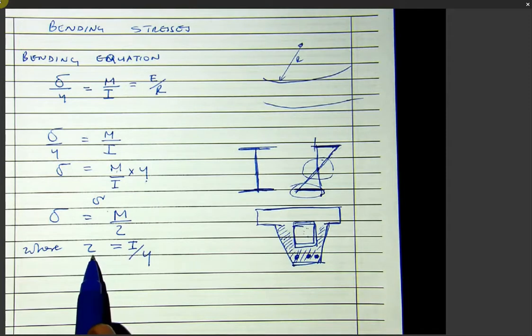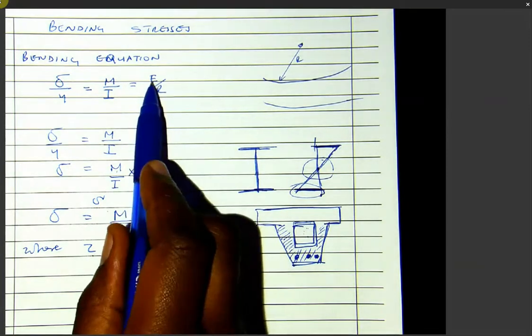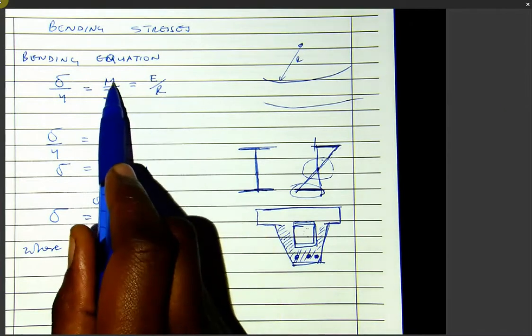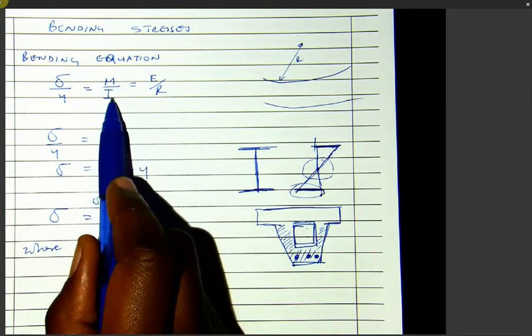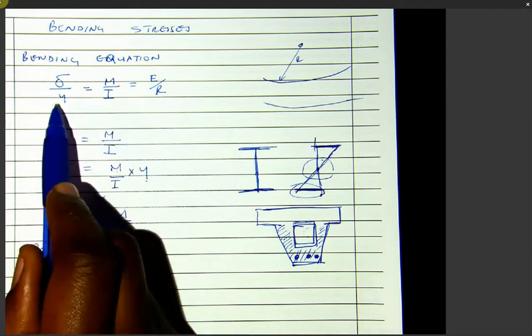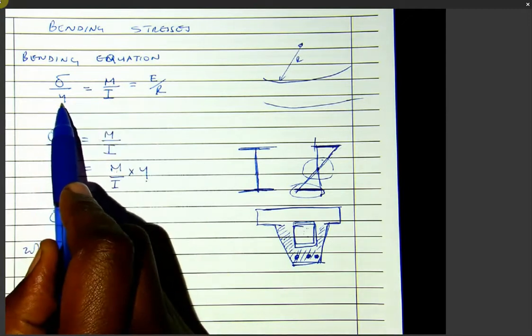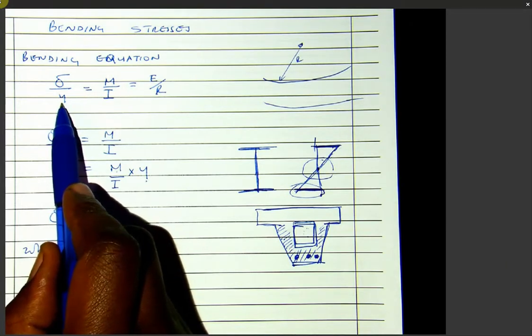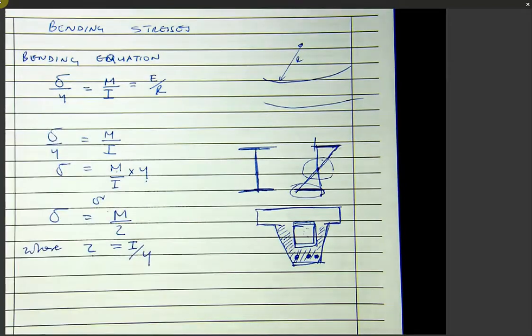Z is a section modulus, E is modulus of elasticity, R is radius of curvature, M is applied moment, I is second moment of area, y lower or y upper. That determines the position of your second moment of area. This is your stress. It's as simple as that, guys. Determining bending stress is as simple as that.